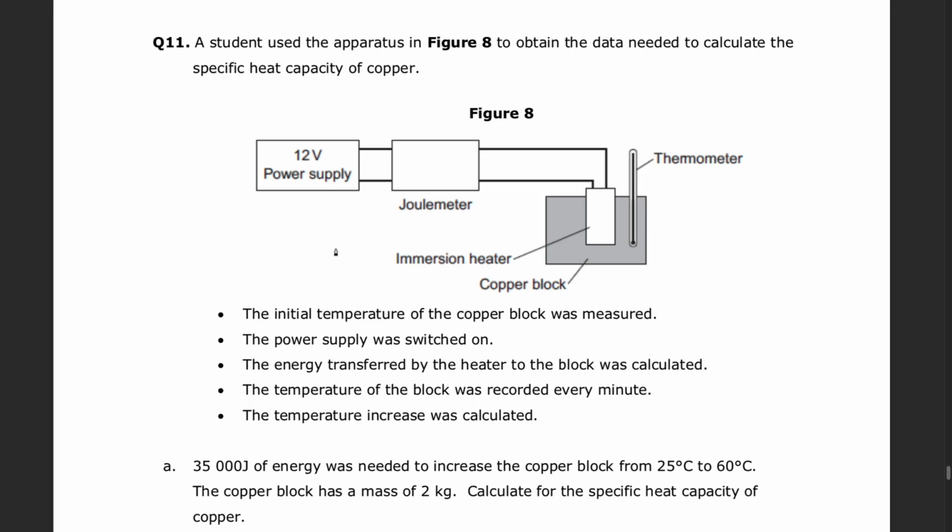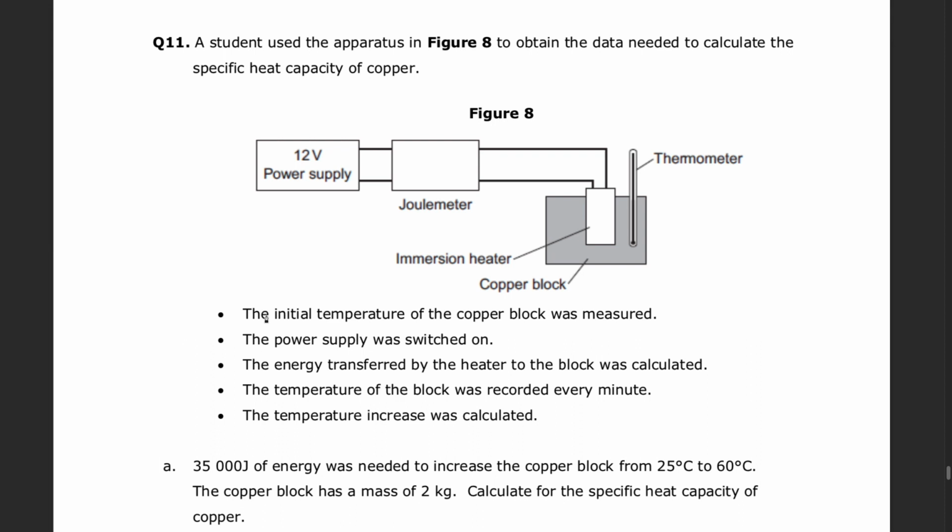Question 11. A student uses the apparatus in figure 8 to obtain the data needed to calculate the specific heat capacity of copper. In this diagram, we can see the power supply, a joule meter after it, and that is connected to an immersion heater that is in a copper block, and the copper block also has a thermometer. We had done this experiment as a lab report.